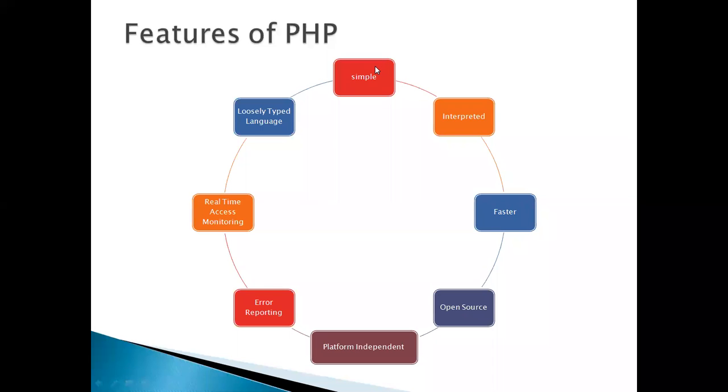Next is error reporting. Error reporting means PHP has some predefined error reporting constants to generate a warning or error notice. Next, real-time access monitoring. Real-time access monitoring means PHP provides access logging by creating a summary of recent accesses for the user. And the last feature is loosely typed language. It means PHP supports using variables without declaring their data type. It will be determined at the time of execution based on the type of data and its value. So that is loosely typed language.